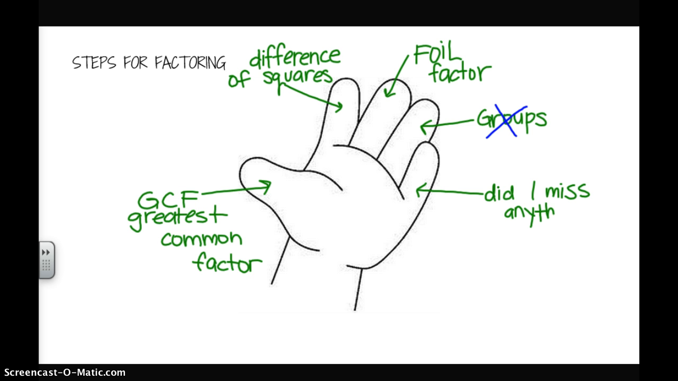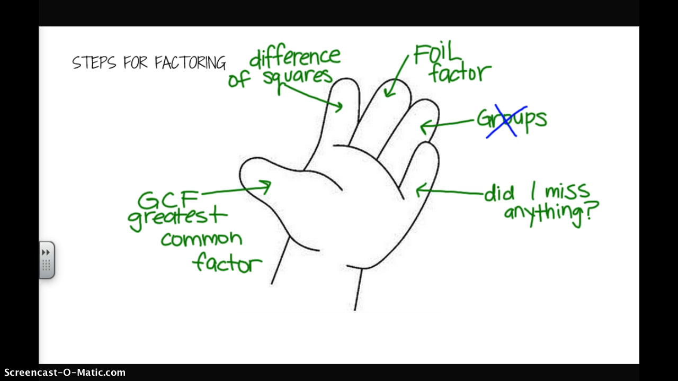Okay, so it's a series of questions just like your hand. Your thumb is that big, ginormous GCF. Is there something I can pull totally out of it? Just like your thumb, you can pull it almost away from all those other fingers. 2 is difference of squares. 3 fingers, that middle finger is your FOIL factor. 4th one is factoring by groups. And then the very last one, did I miss anything? Because if you miss something, you're going to have to make sure that we can catch it, so we don't miss anything. The goal is to not miss anything.